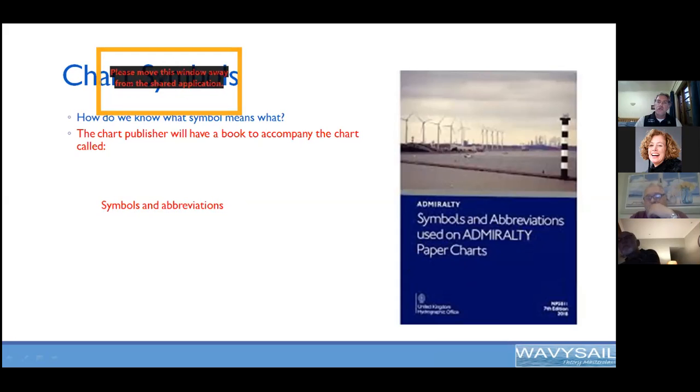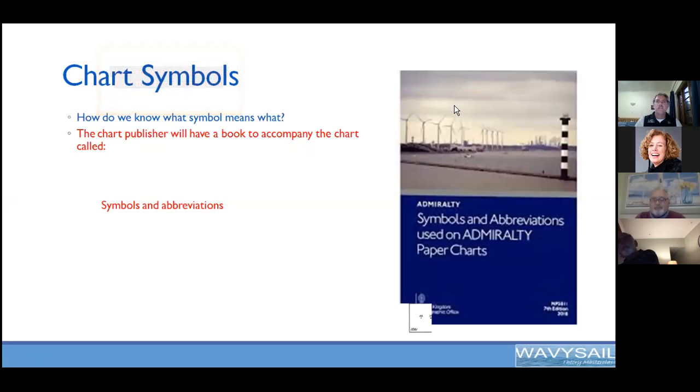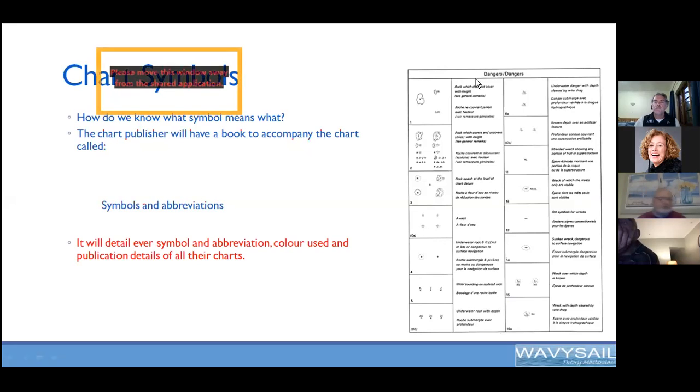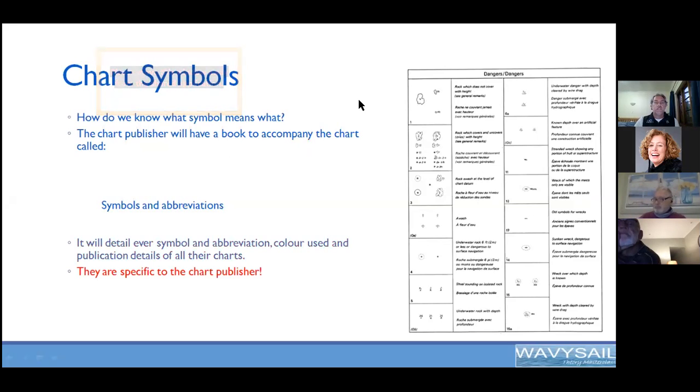So you can order the chart abbreviations by chart number and edition number. And they look something like this. So you'll have whatever the drawing is on your chart and a description. So I just happened to pick a dangers page, and it gives you what they are and a description. Whatever color they use, doesn't matter. It will all be detailed in their symbols and abbreviations. But they are specific to the chart publisher.